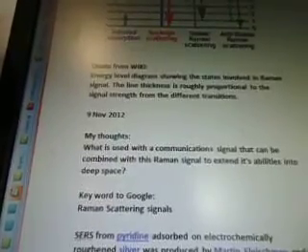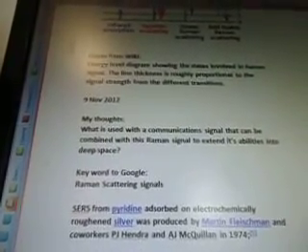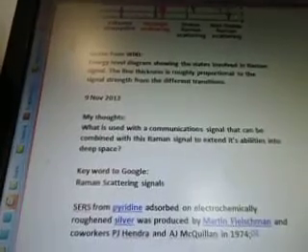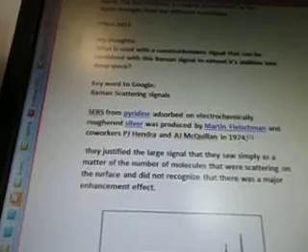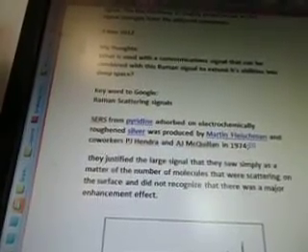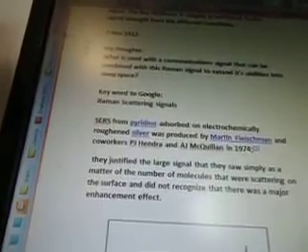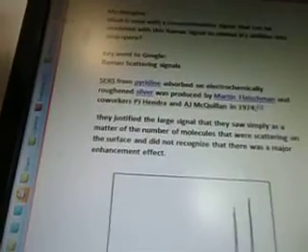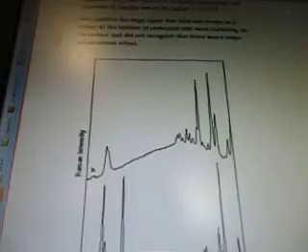So November 9th, my thoughts. What is used with a communication signal that can be combined with this Raman signal to extend its abilities into deep space? Keyword to Google: Raman scattering signals. SERS from pyridine, adsorbed on electrochemically roughened silver, was produced by Martin Fleischmann and co-workers P.J. Hendra and A.J. McQuillan in 1974. They justified the large signal that they saw simply as a matter of the number of molecules that were scattering on the surface and did not recognize that there was a major enhancement effect.